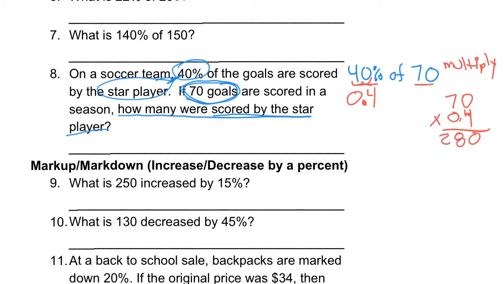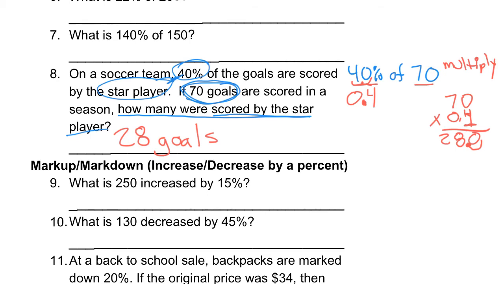Am I done? 280. Does that sound right? 280 goals of the 70 goals were scored by the star player? No, something's not right. Oh, I've got 1 decimal to the right here that I need to bring back. 28. Well, that sounds more correct. So 28 goals. Because this is a word problem, I'm going to write in the actual thing. You can pause it if you want to look at that.